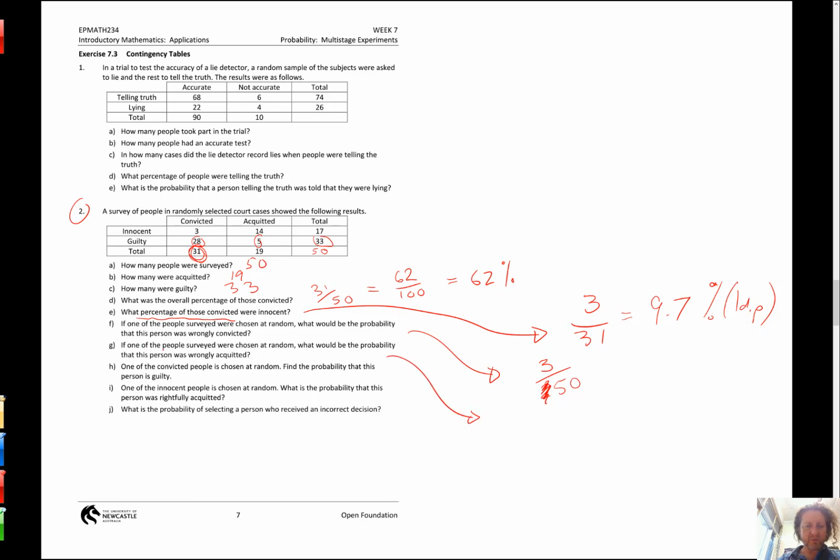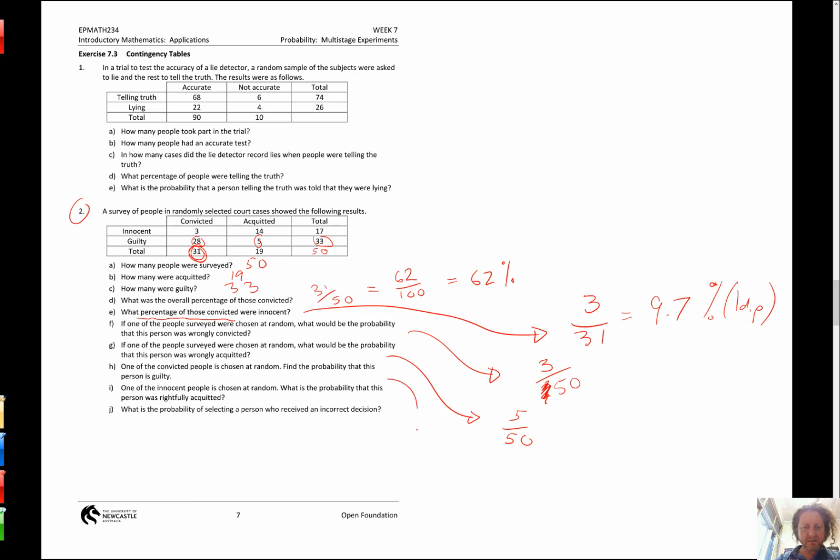Then what have we got? If one of the people surveyed was chosen at random, what would be the probability that this person was wrongly acquitted? Wrongly acquitted means found not guilty, set free. So here we're saying how many guilty people were set free? 5 guilty were acquitted, 5 out of 50. The chances of finding someone at random that was wrongly acquitted is 5 out of 50.